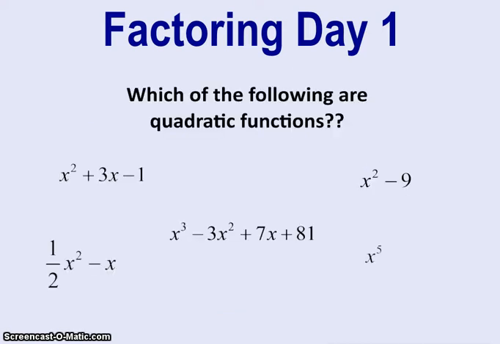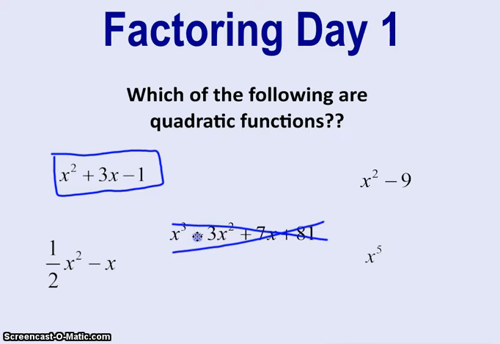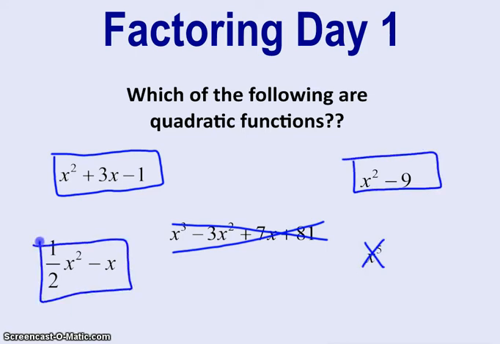Alright, so which of the following of these are quadratic expressions? Quadratics have the highest exponent of a 2. So if we take a look here, this is a quadratic expression. That's because the highest exponent is a 2. Looking at this one, x to the third, it is not a quadratic expression because it has a cube. This is actually a cubic. And then we have x to the fifth, which is not a quadratic. X squared plus 9 is, and 1/2 x squared minus x is as well. Because the highest exponent is 2 in all three of these cases, all three of them are quadratic expressions.